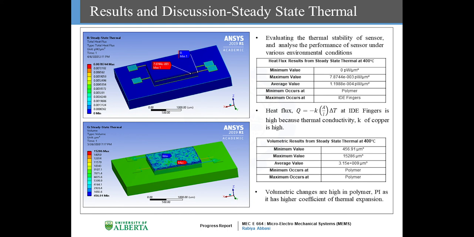From the second results, you can see that the maximum volumetric changes are observed in polymer. This is due to the fact that the polymer has a higher coefficient of thermal expansion. These results are important because they help us to analyze the performance of the sensor under various environmental conditions.